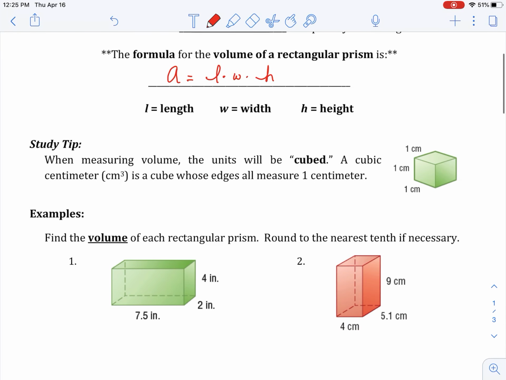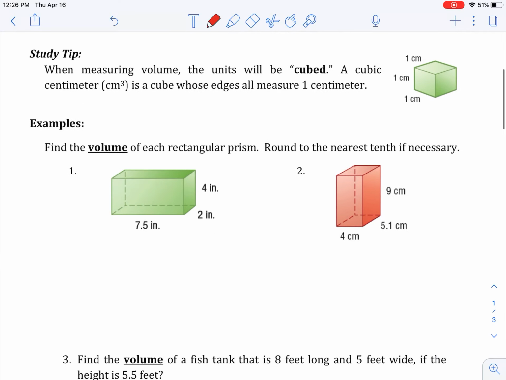So looking at our first example, and we always use cubic units, it's always cubed. So we would say that this is 1 centimeter cubed. So we're going to go ahead and look at some volume. Find the volume of each rectangular prism. Round to the nearest tenth if necessary.